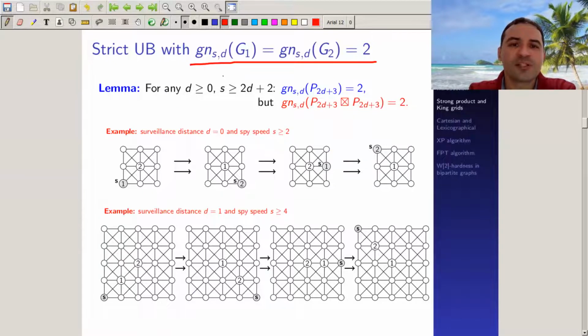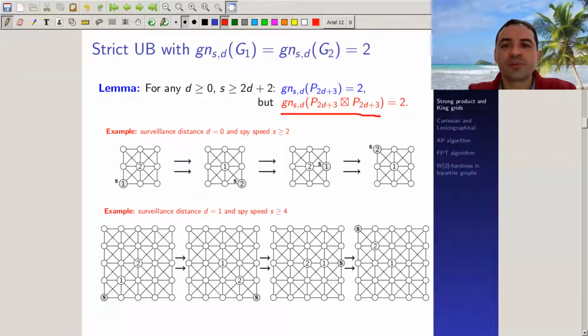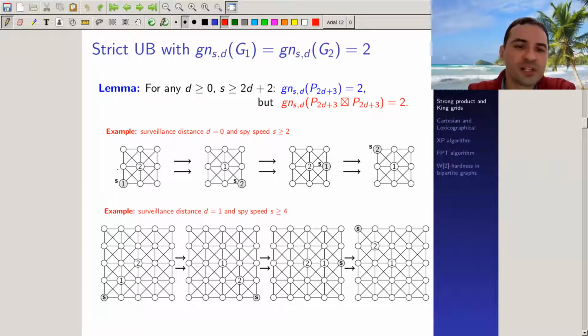Okay, and one example where the guard number of the strong product is smaller than the product, smaller than 4. In this example, the guard numbers are 2 and the guard number of the strong product is smaller than 4. Here, if the spy is in this vertex with distance D, 1 guard must be in the same vertex as the spy and the other guards are in the center of the skinny grid.